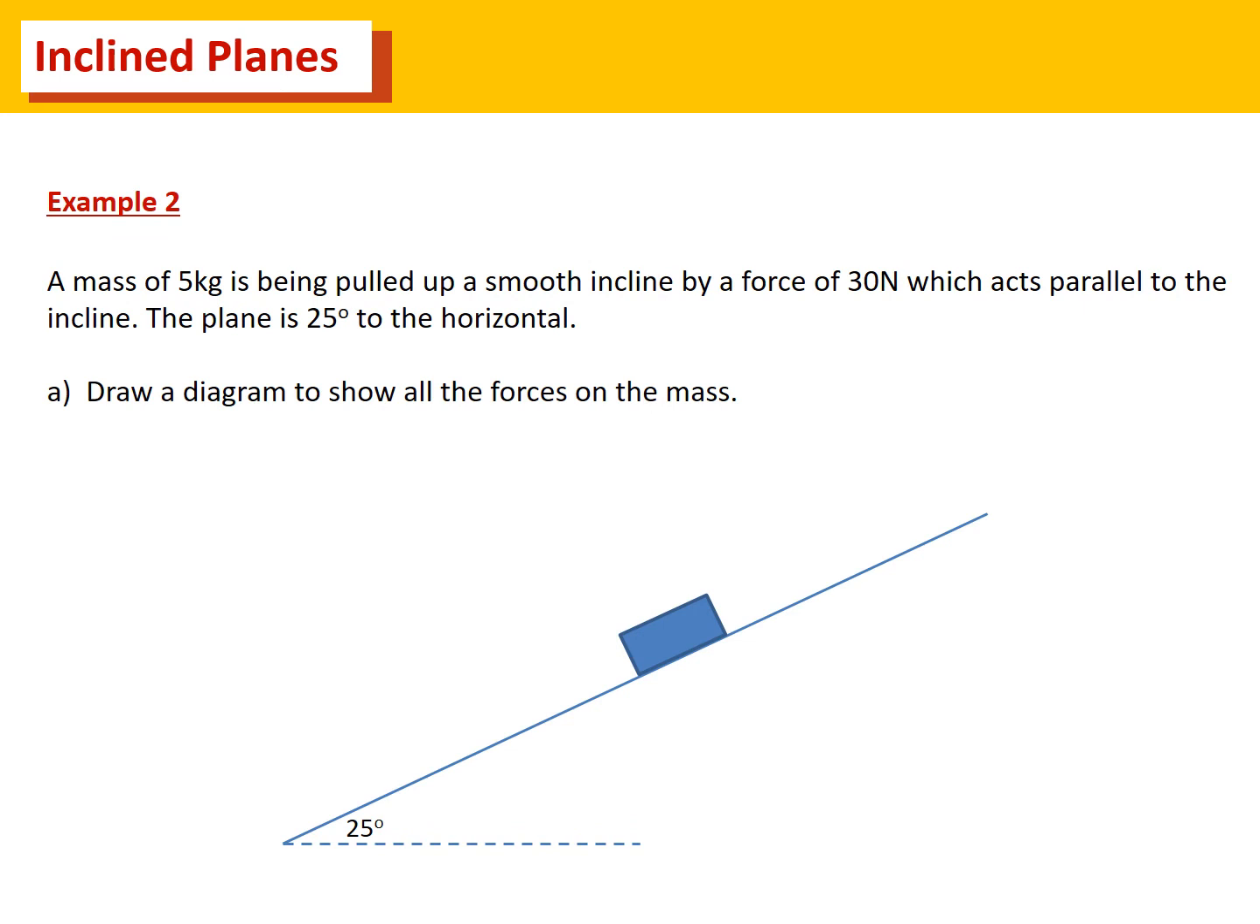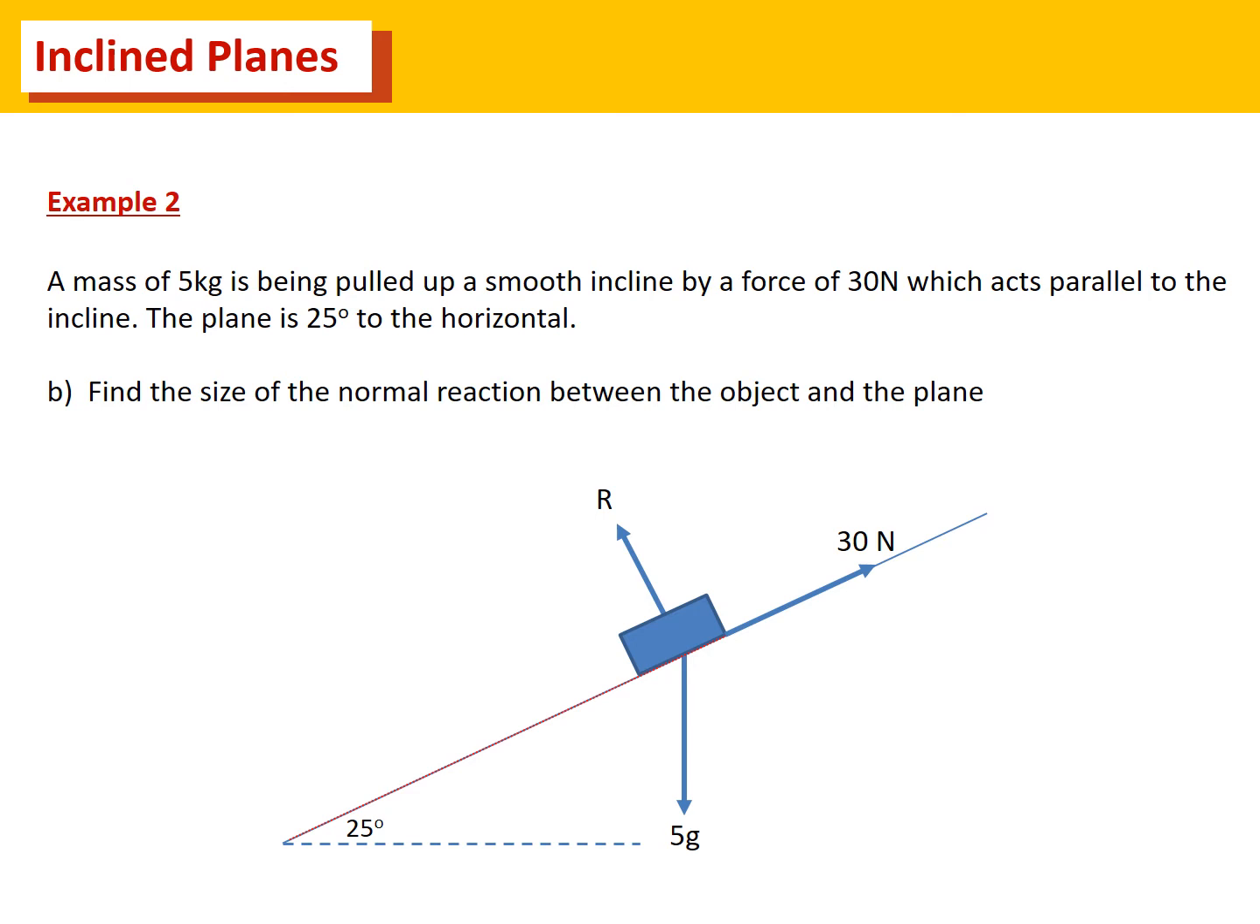Here in example 2, similar to the previous one, except this time we have a pull force up the incline of 30 newtons. Marking all the forces then on the mass, the first one we might mark on would be the weight, 5g newtons. The mass is in contact with the incline, so there's a normal reaction. And finally, there's the pull force of 30 newtons up the incline. For part B, find the normal reaction. Once again, we resolve the weight into its two components, into the plane and parallel to the plane.